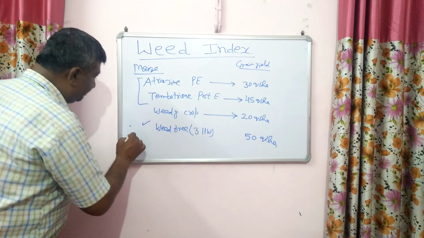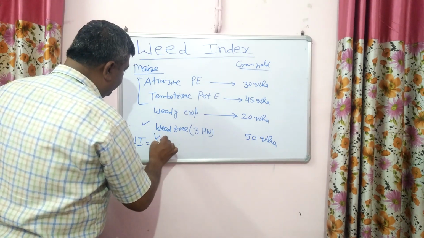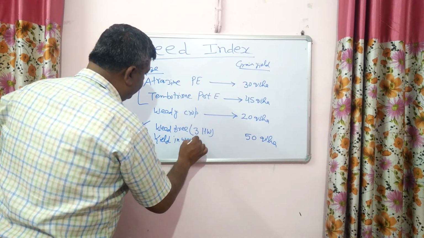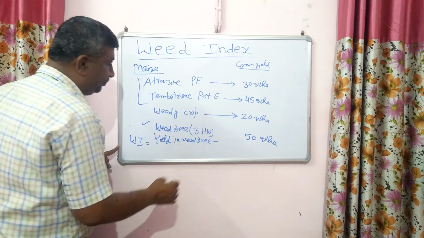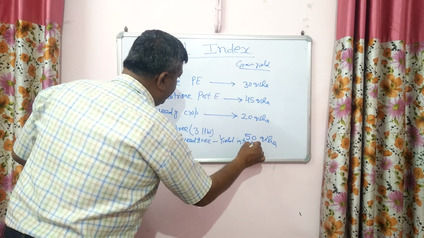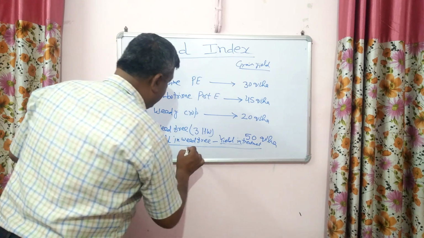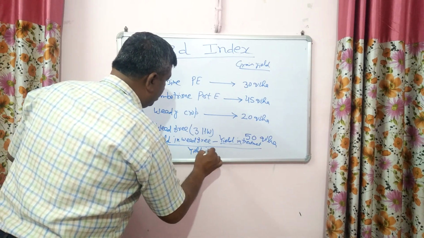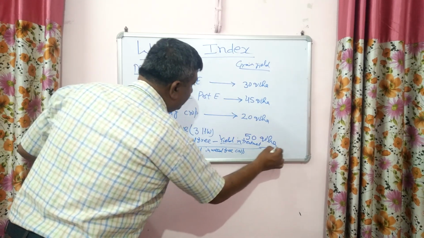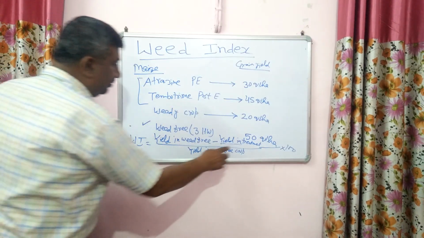So weed index, WI, is calculated as yield in weed free crop, definitely grain yield in weed free condition, minus yield in treated plot, then the whole is divided by yield in weed free crop, and then the whole is multiplied by 100. So this is the formula of weed index.